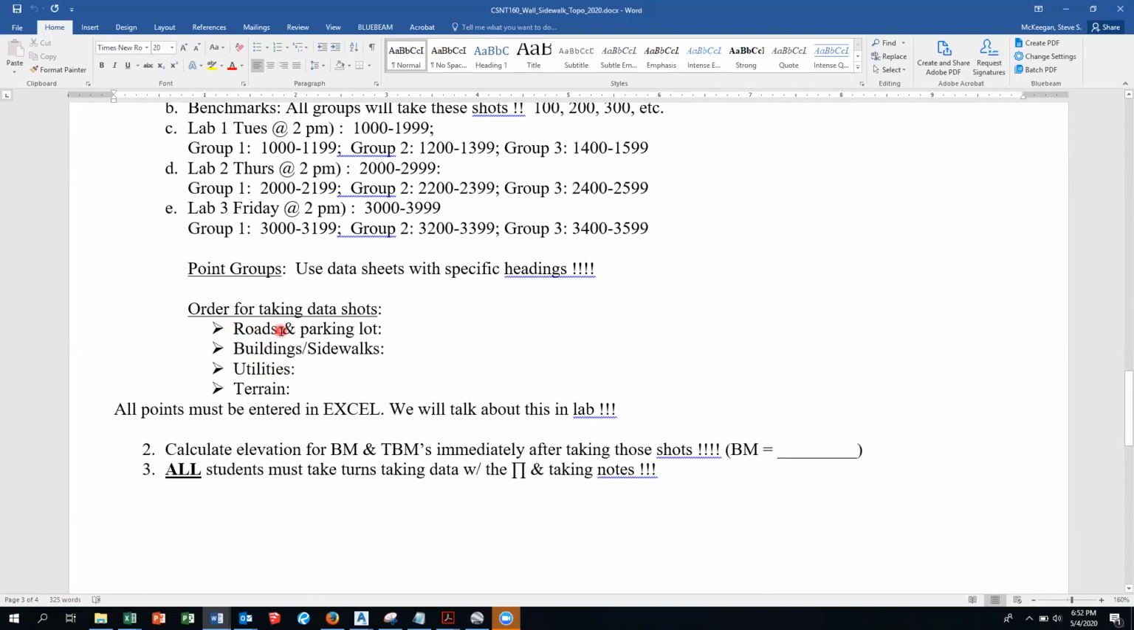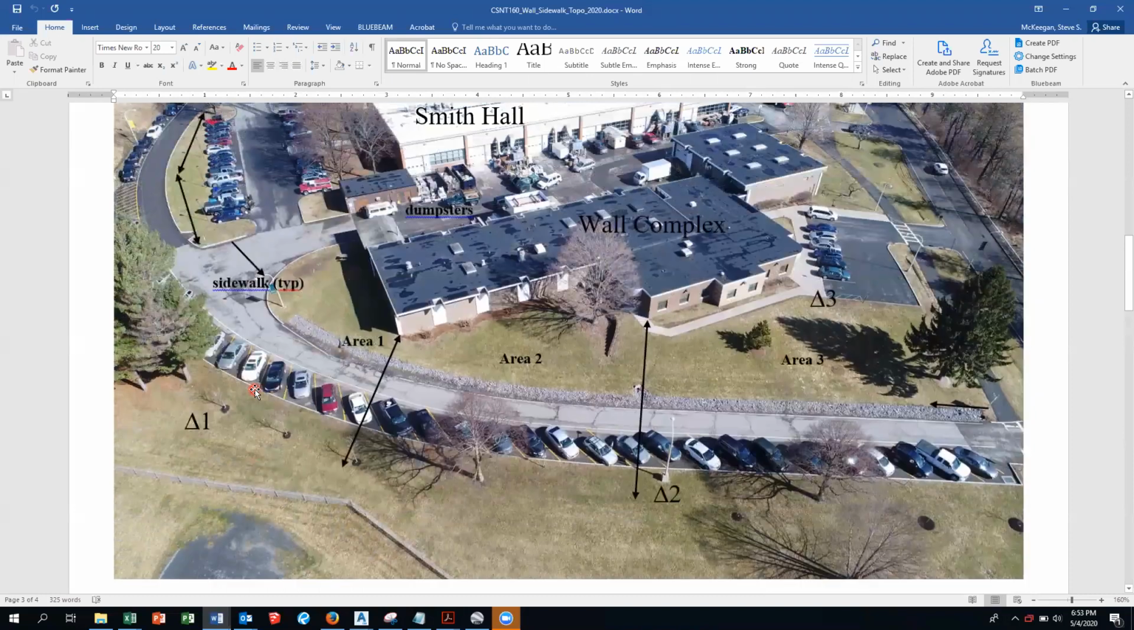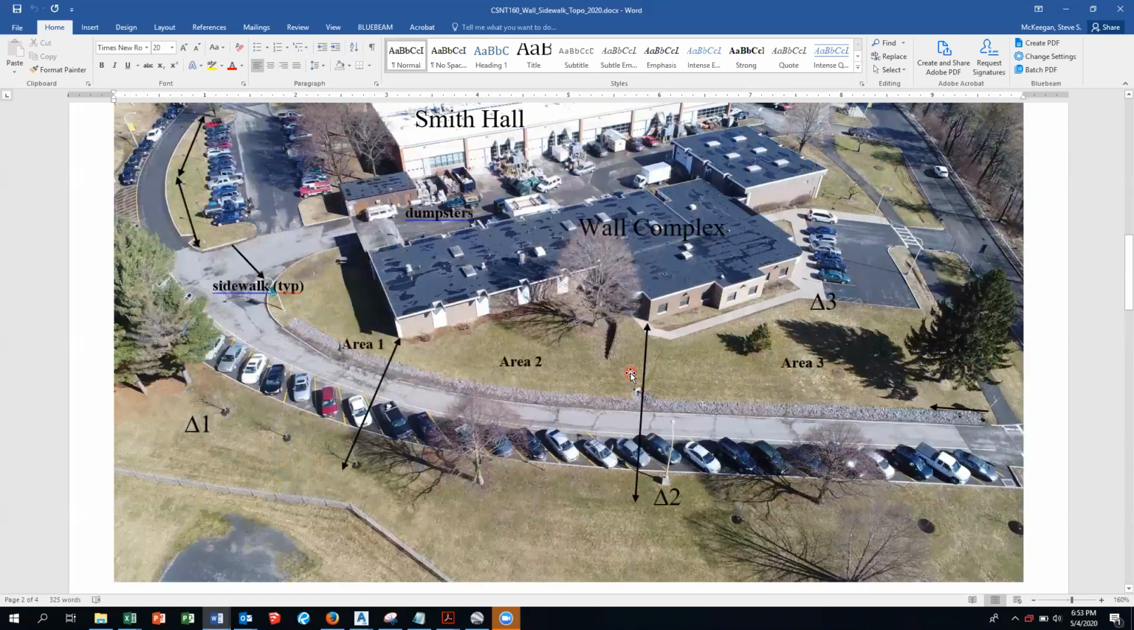So we're going to, like I said, shoot roads, parking lots, drainage ditches, buildings, sidewalks, utilities, the terrain, the lay of the land. And so you'll probably get a good 3 hours of field work for each group, taking data. And we're going to rotate you constantly so that you're taking data. Some are actually running the total station. Others are writing the data down.